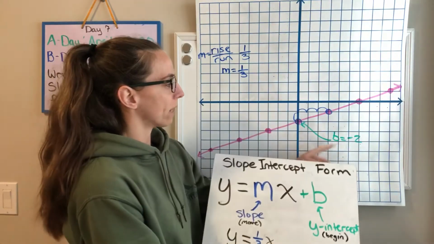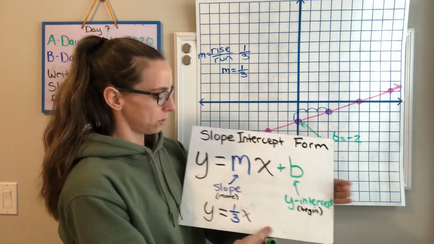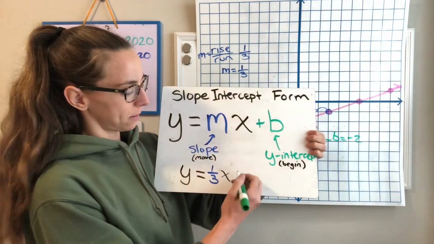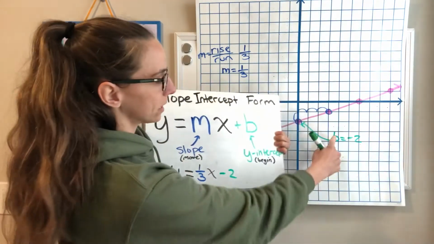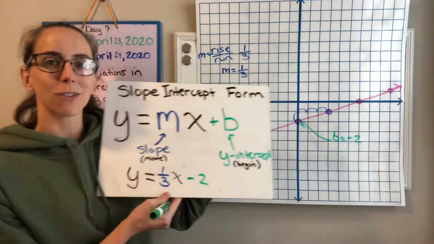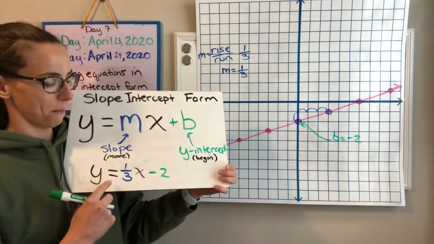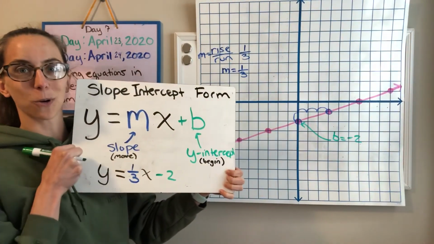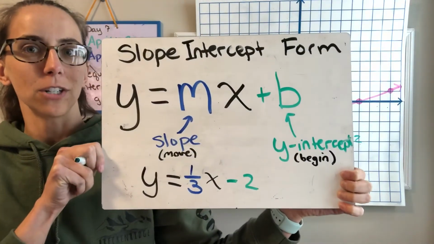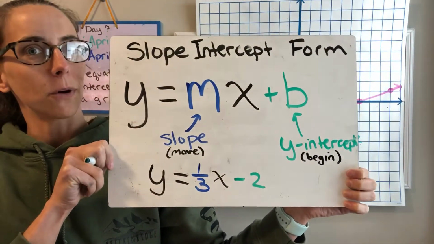And b, being our y-intercept, is down here at -2. So far we have y is equal to 1/3 x minus 2, since that's what b is. So we have just written the equation of this graph. So this equation right here matches this graph on our coordinate plane. So that is how you write the equation of a line in slope-intercept form from a graph.